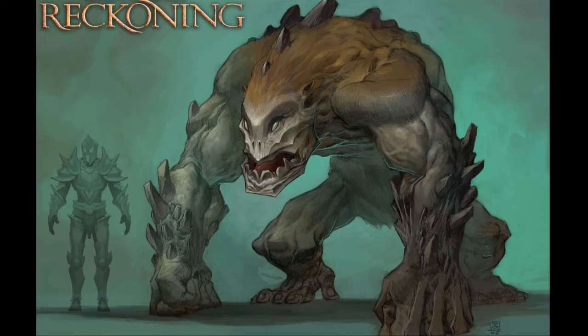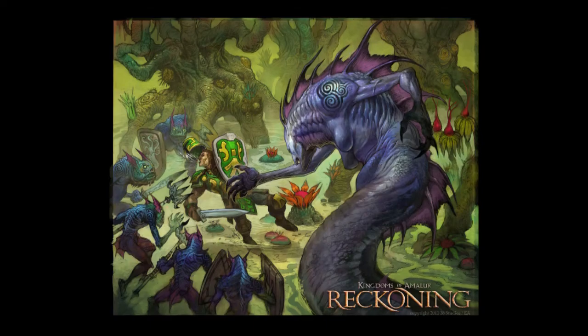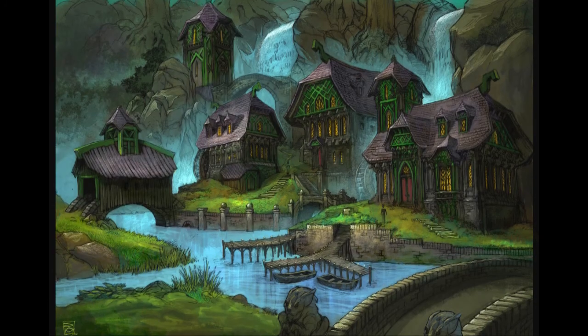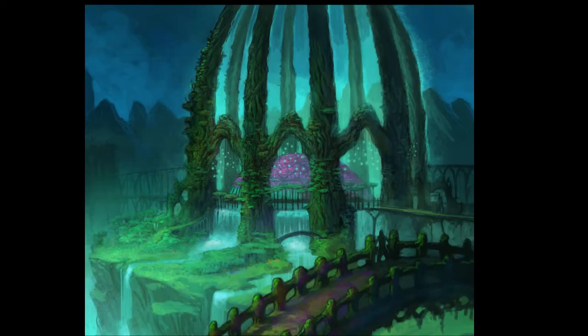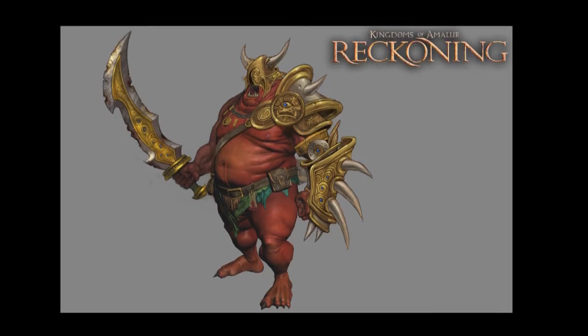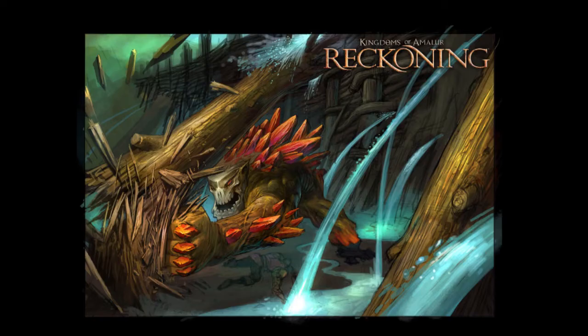So in the course of creating Kingdoms of Amalur: Reckoning, I went through two rounds of world building and creating these fantasy worlds. But then 38 Studios sort of epically crashed to the ground before they were able to release their MMO. Maybe some of you read some of the stories about 38 Studios.